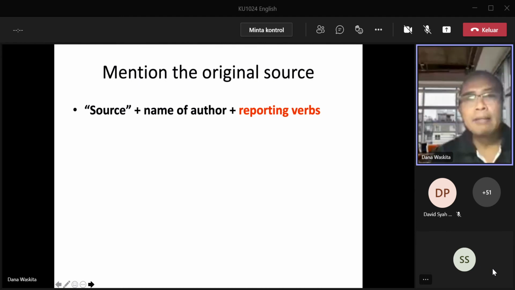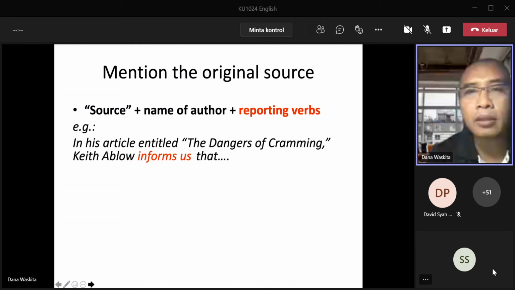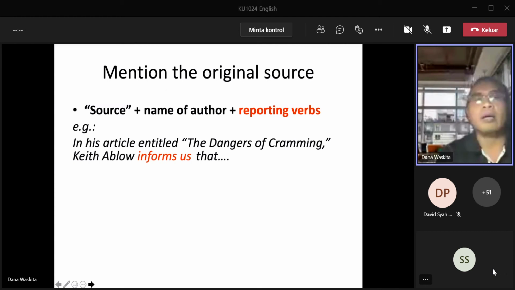In his article entitled "The Dangers of Cramming," that is the source. You can write the source like this one. In his or in her article, for example, entitled, or in her book entitled something, for example, Kita Blow informs us. This is what we call the reporting verb. Ya, kata yang mempunyai makna menyatakan gitu ya. That is the reporting verb.